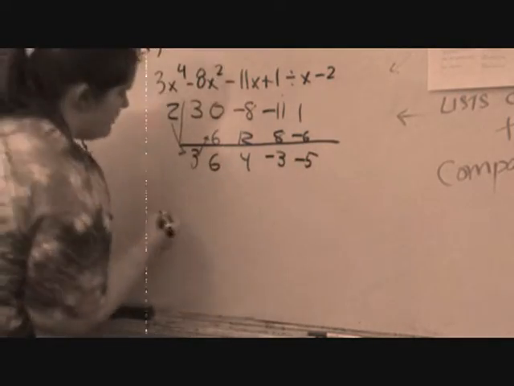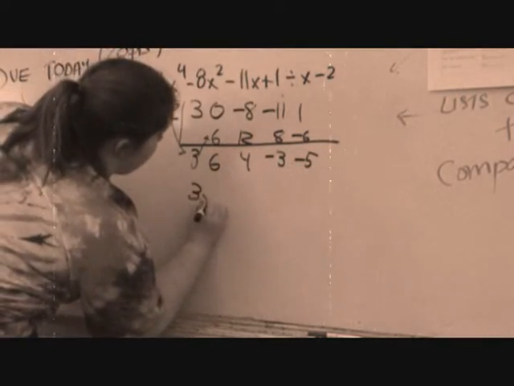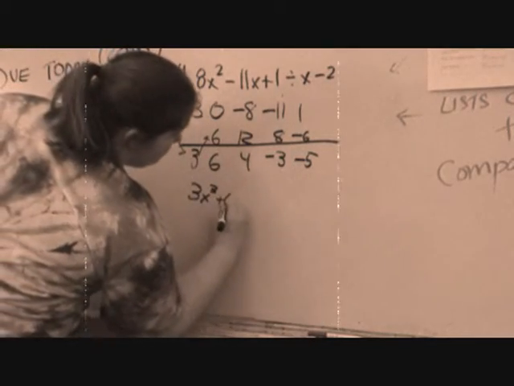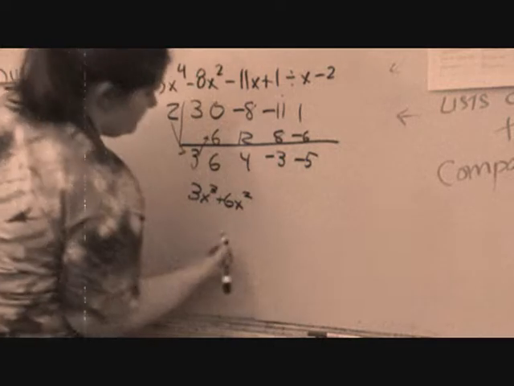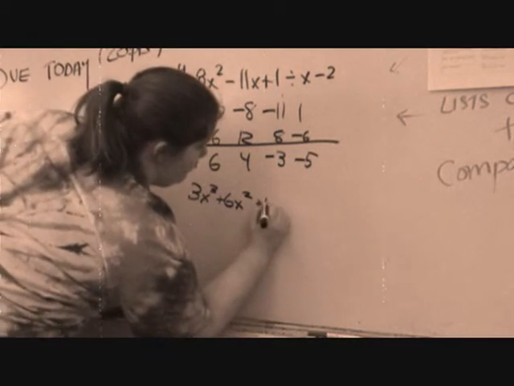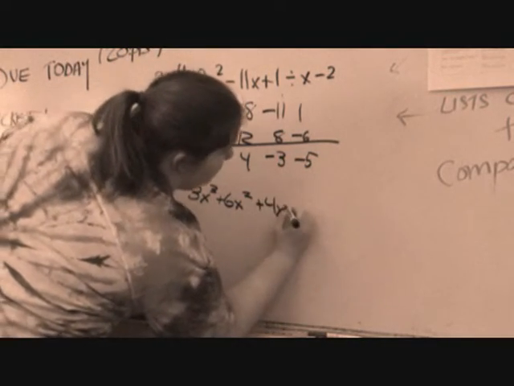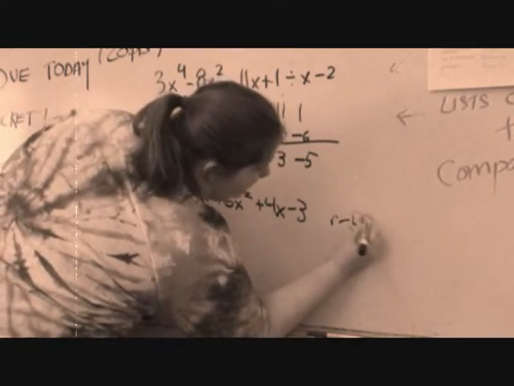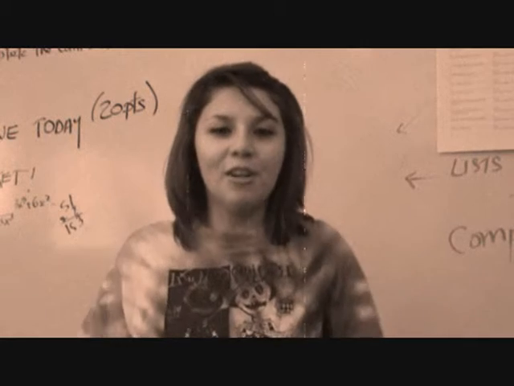When you rewrite it, you're going to get 3x to the third this time, plus 6x to the second, plus 4x minus 3, and your remainder is going to be negative 5. Whoa, that was a whole lot easier.